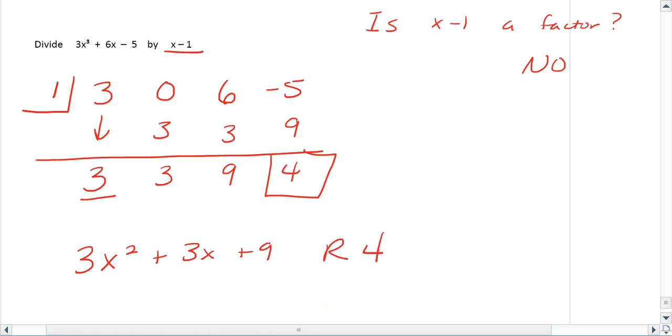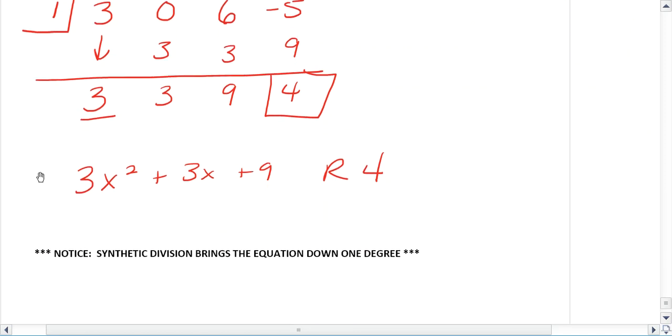So one detail I hope you noticed with all of synthetic, this is a really big deal. The fact that you accomplish something with synthetic division. When you divide one of these factors out that's an x, it brings the equation down. In our examples, we went from a third degree, with an exponent of three, and we brought it down to a second degree. That's what we're going to use synthetic for in the future. So this is just something I want you to take note of.